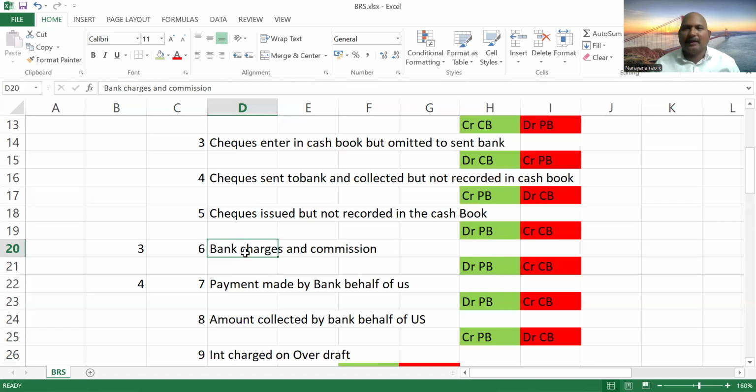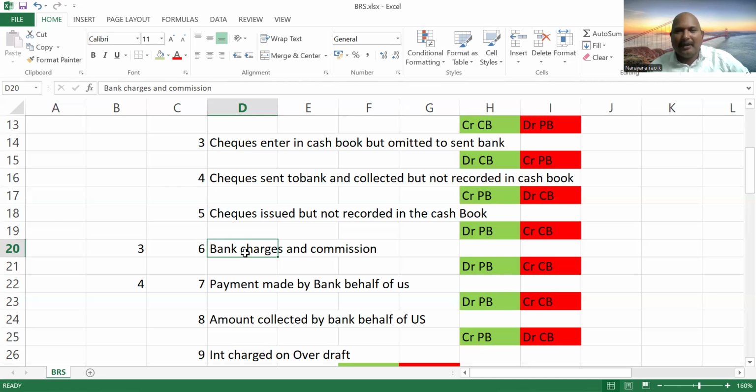For example, we transferred an amount by NEFT, an online transfer. They charge you nearly, if you transfer 1 lakh, they charge you 100 rupees, 118 rupees. For 1 lakh, they charge 100 rupees as charges. We don't know how much they charge. That's why we didn't record it in the cash book. The bank will record it on the debit side of the passbook.